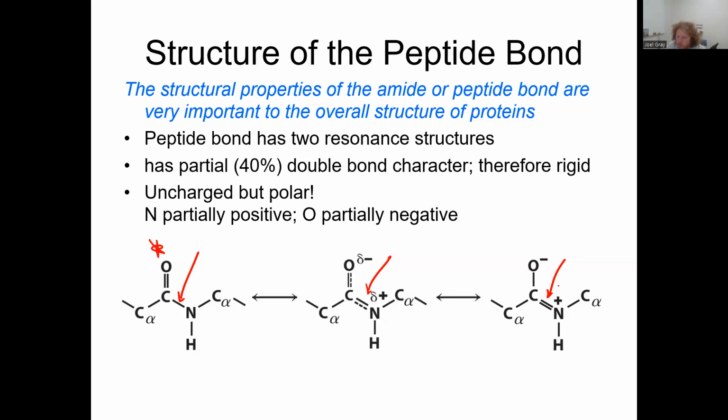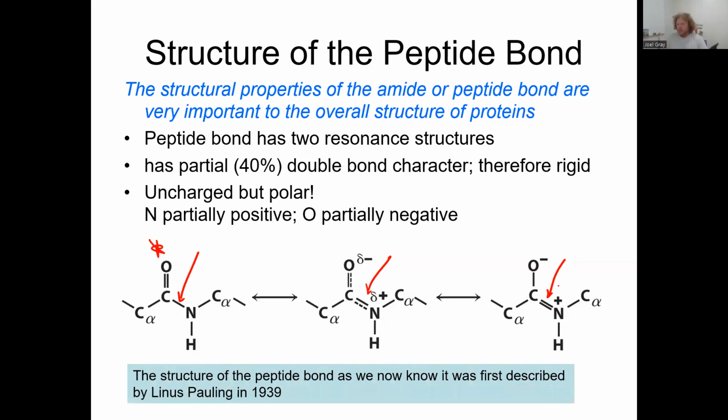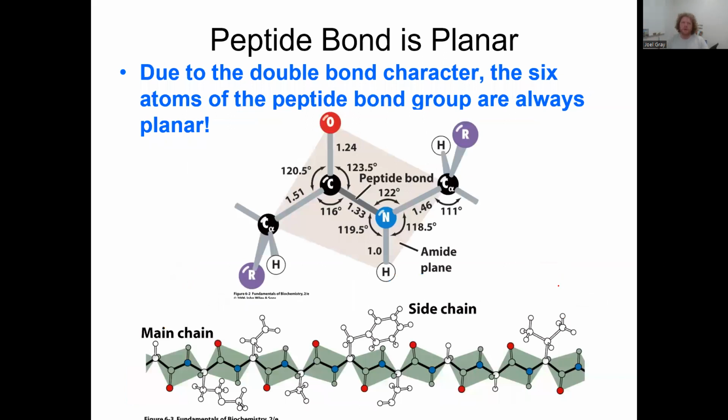Now, with that in mind, though, when we talk about peptide bonds, we do extend that to talk about a couple of different atoms within a peptide bond. Now, the structure of the peptide bond, as we now know, was first described by Linus Pauling in 1939. Linus Pauling was such an influential scientist because he made huge discoveries many years ago. With the DNA double helix, he was hypothesizing that it was a triple helix, which was a very popular opinion at the time. So, brilliant guy.